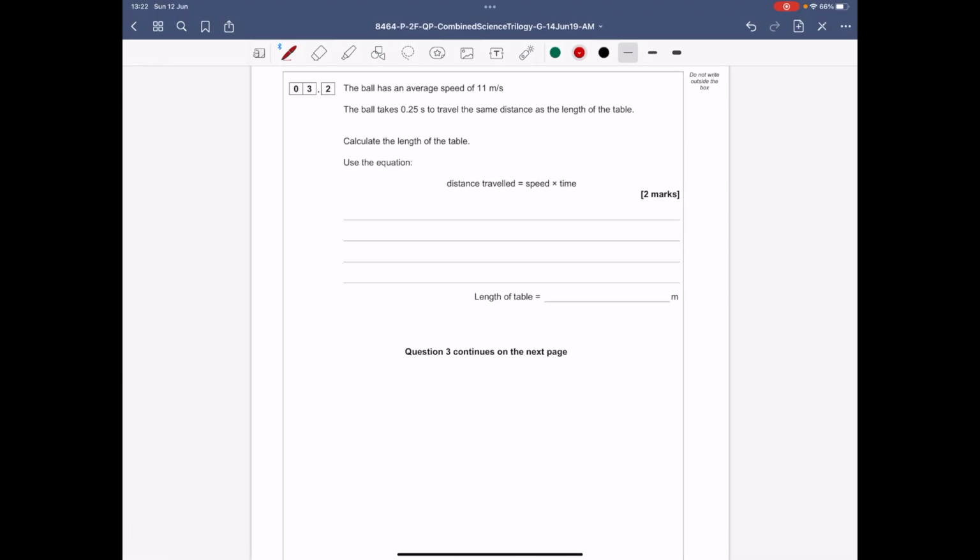The ball has an average speed of 11 meters per second. The ball takes 0.25 seconds to travel the same distance as the length of the table. Calculate the length of the table. Use the equation, distance travelled is speed times time. There's only 2 marks again, and they've given you it as distance travelled, so you don't need to rearrange the equation. So again, a nice simple times question. Your speed is 11, your time is 0.25 seconds. There's nothing funny about these units, so you would just times it together, and that gives you 2.75 meters.